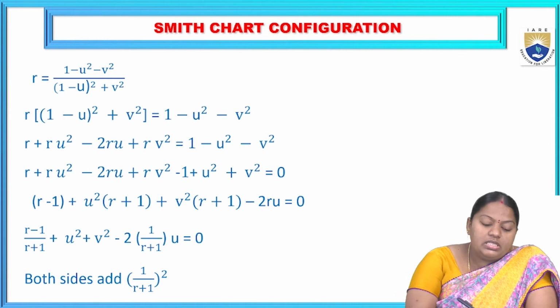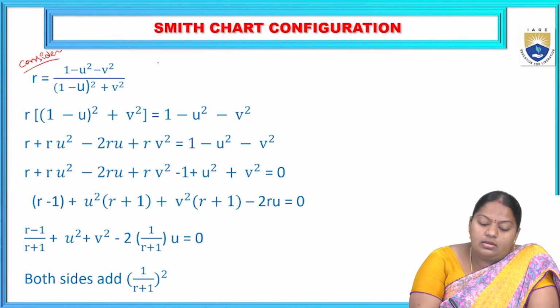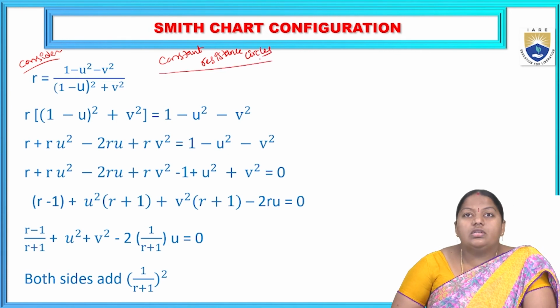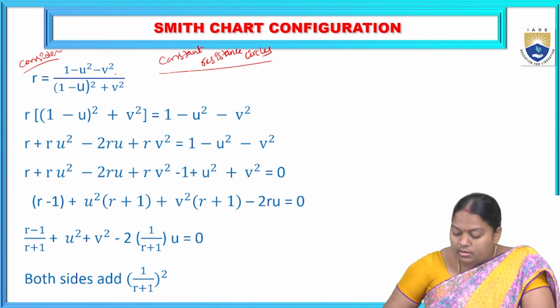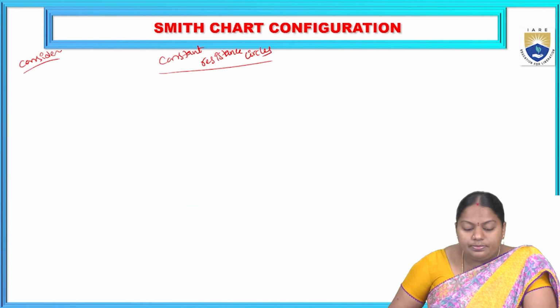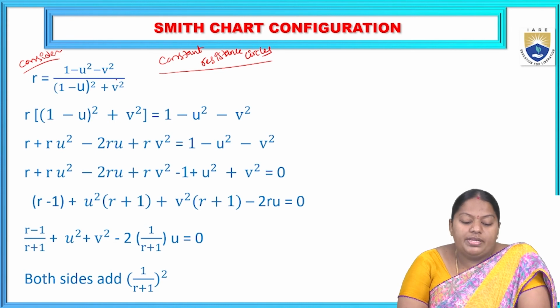See, first, in order to find the constant resistance circles, first consider the real term. So to find constant resistance circles, first consider the real term in the previous equation, that is R equal to (1 minus u square minus v square) by ((1 minus u) whole square plus v square). Okay, so consider the real term as R is equal to (1 minus u square minus v square) by ((1 minus u) whole square plus v square).